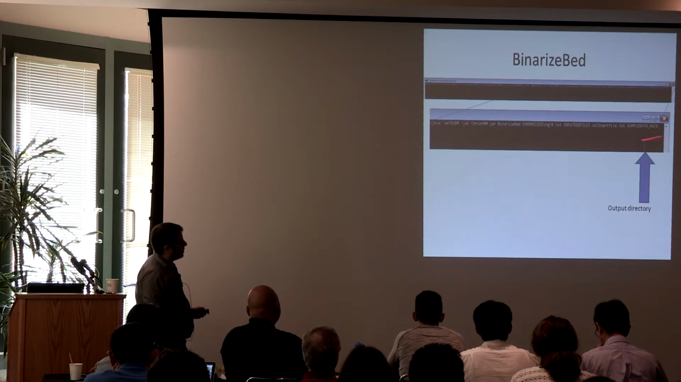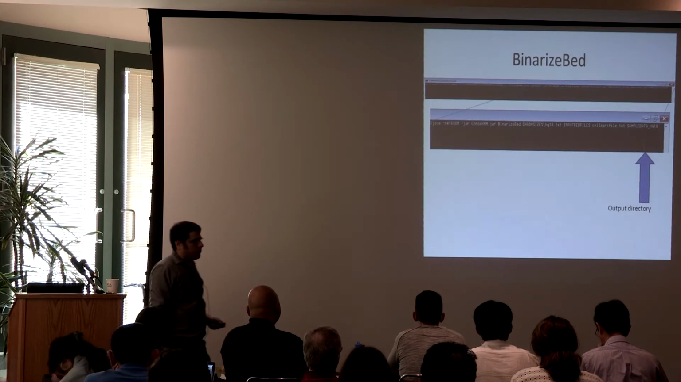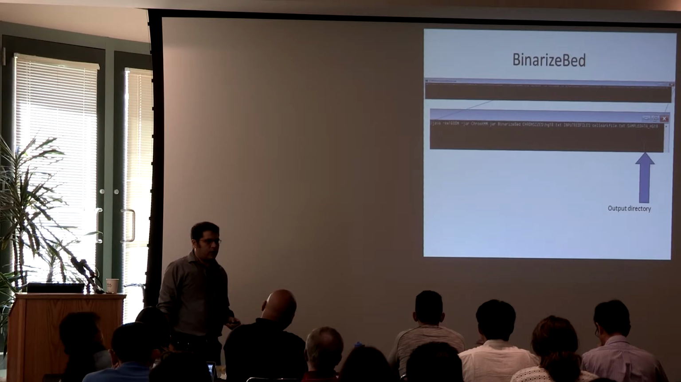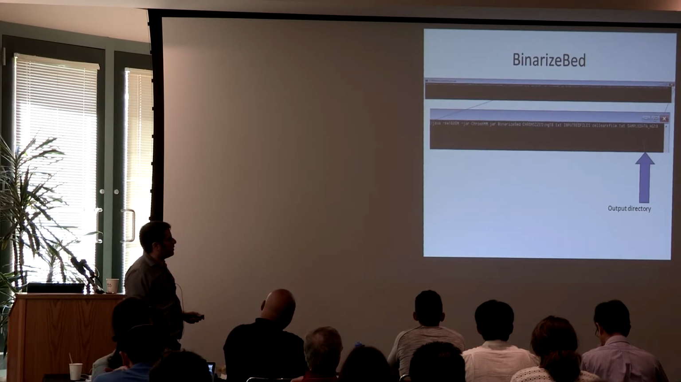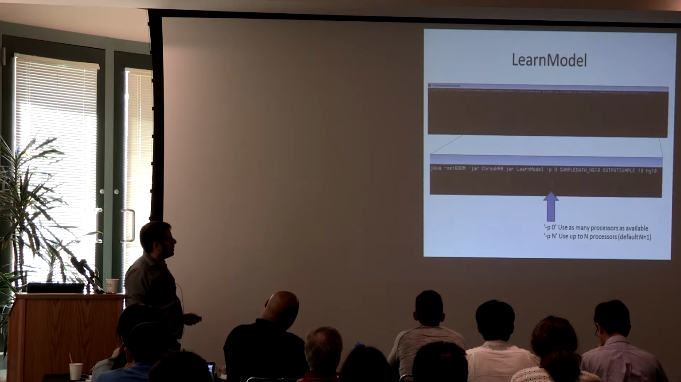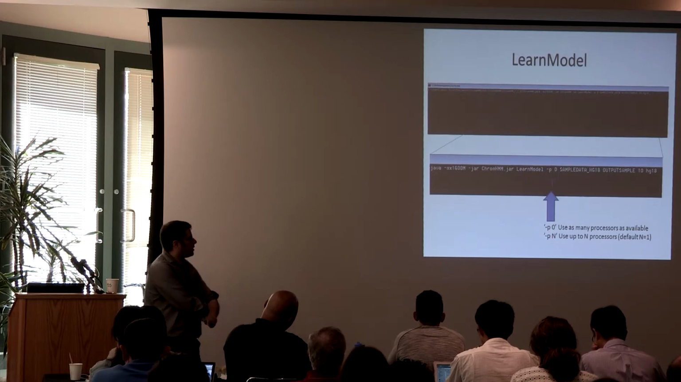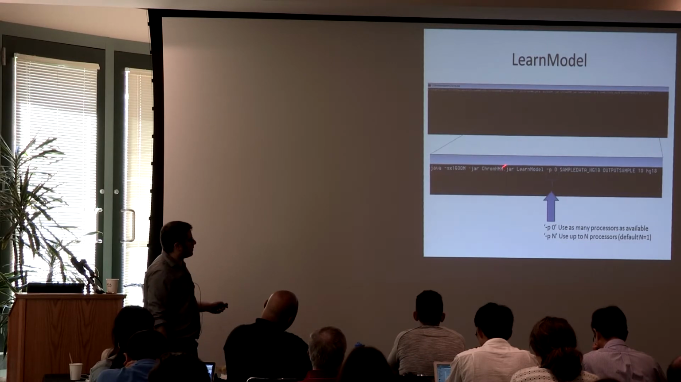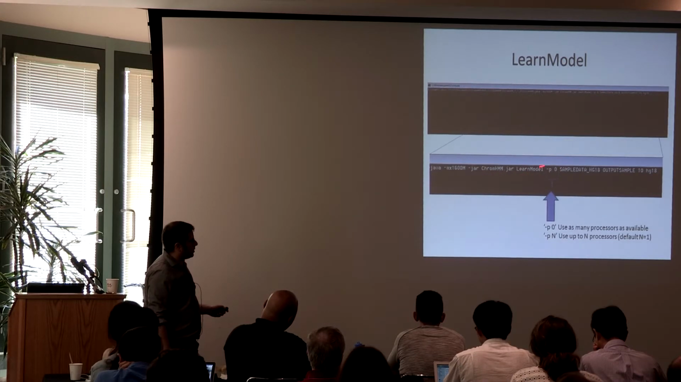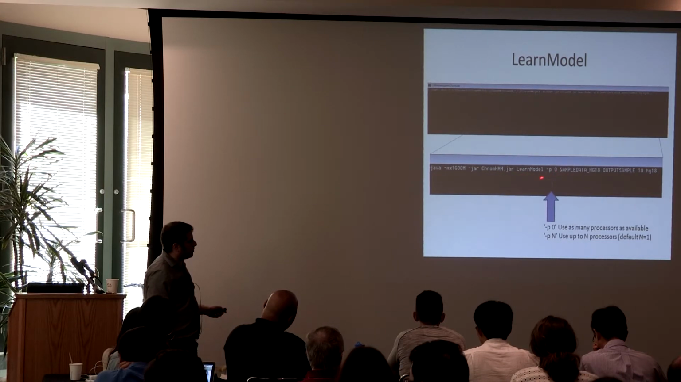And then the last option is a directory name for which the binarized data files are going to be written. So that is how we get the binarized data. Now, this is the main command to learn the model. So the first part of this is as before, and then we've changed to binary. What used to be binarized bed is now learn model. I've put in an optional parameter here.